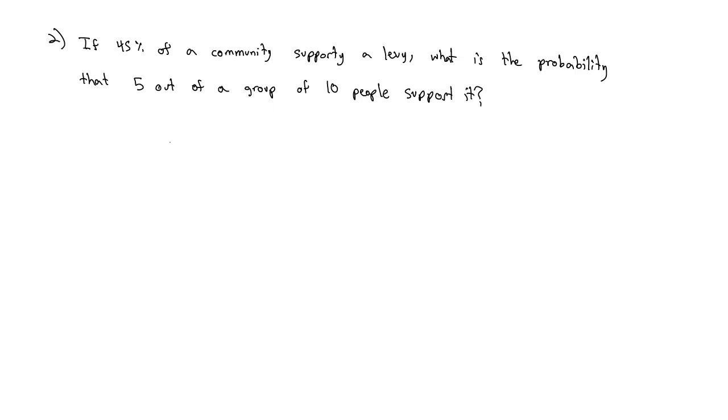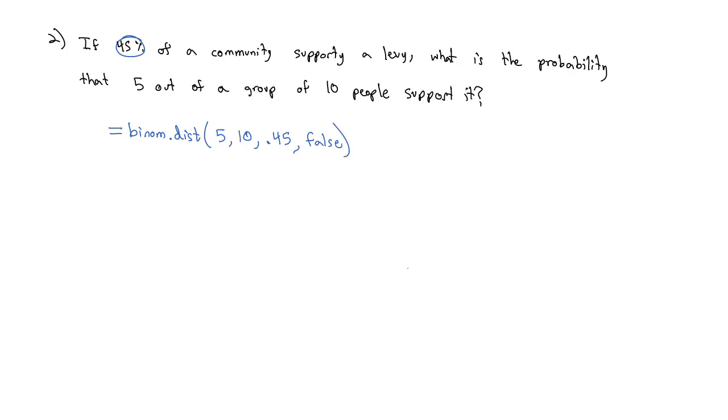Well, we're going to do this problem on Excel, where we're going to do equals. This is a binomial distribution, so we'll say BINOM.DIST. Because there's two options, either support or not support. And we want to know how many support it. So we want to know what's the probability that 5 out of 10, given a probability of 0.45, would support the levy. The last argument is going to be false because we want exactly 5 out of 10.